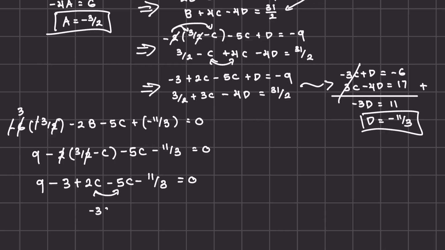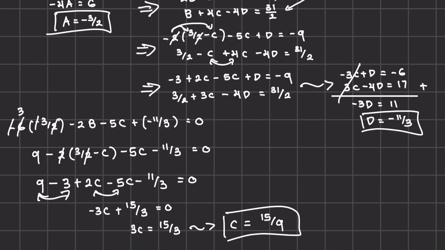We have -3C. We can simplify this: 9 minus 3 is 6. And then 6 minus 11/3. Let's find the common denominator. Let's set this into 3. So 3 times 6 is 18. Therefore, 18 minus 11 is 15/3. That's 15/3 equals 0. And then now we want to move the 3C to the other hand side, so we have a positive there. So we have 3C equals 15/3. And then we divide both sides by 3. Therefore, our C now is equal to 15/9.